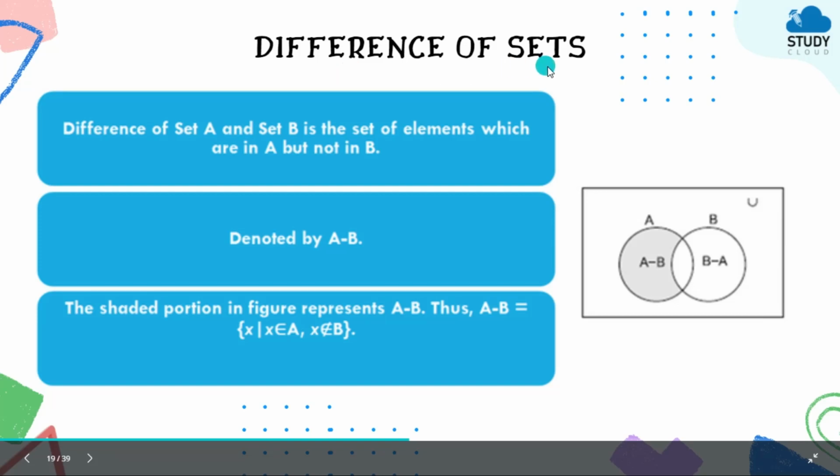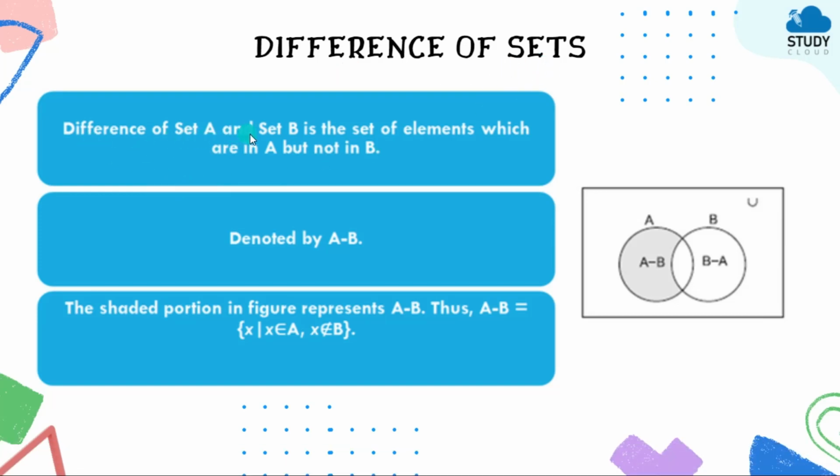Then difference of sets. The difference of set A and set B is a set of elements which are in A but not in B. Remember this part. It is denoted by A minus B or A dash B. The shaded portion in the figure represents A minus B. See this diagram carefully. This is a universal set. Two Venn diagrams are given, one is A and one is B. Now here we have to find all those elements which will be there in A but not in B.